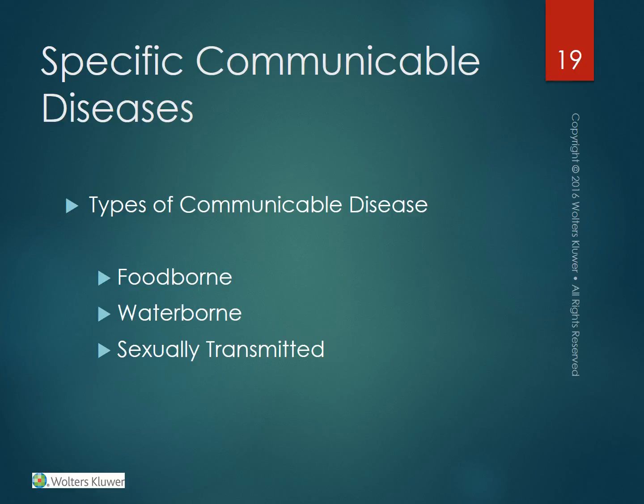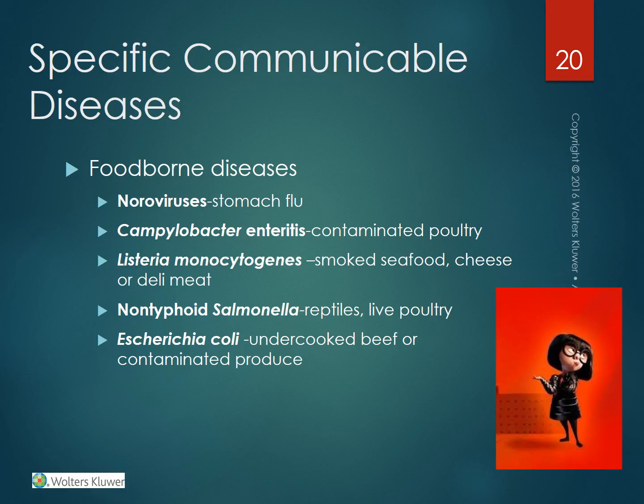Surveillance may include the reporting of specific communicable diseases. There are 3 main types of communicable disease: foodborne, waterborne, and sexually transmitted disease. The next few slides will provide more information about each area. Foodborne infectious disease. Foodborne diseases include the following: noroviruses, Campylobacter enteritis, Listeria monocytogenes, non-typhoid Salmonella, and E. coli.